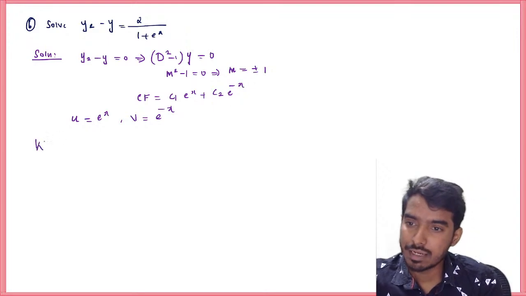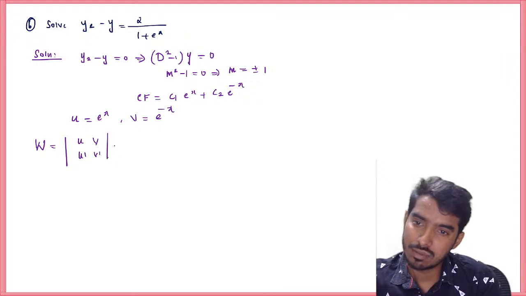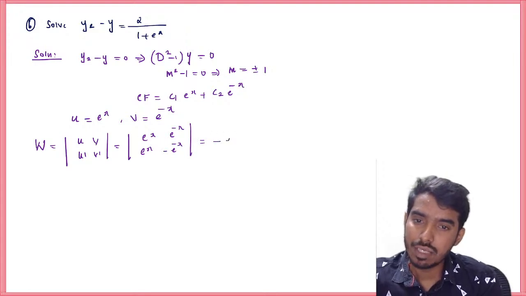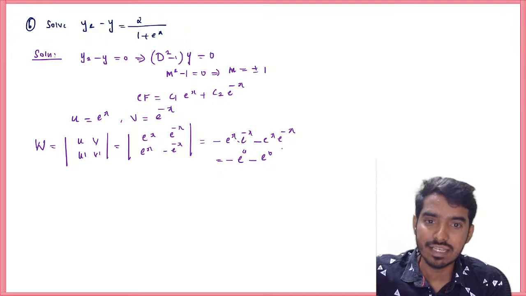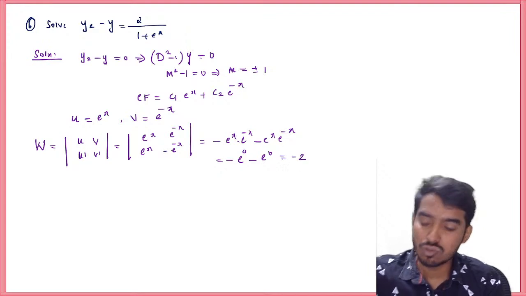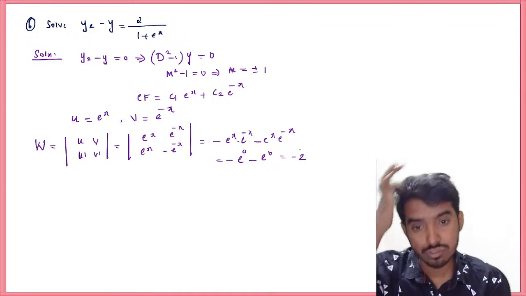Okay. Now, find the Wronskian. U, U dash, V, V dash. So this is e power x, derivative is e power x again. V is e power minus x, derivative is minus e power minus x. This will be e power x into minus e power minus x, minus e power x into e power minus x. So this will be minus e power 0 minus e power 0, right? Because e power x minus x. So minus 2 is your Wronskian, right? Minus 2 is your Wronskian.